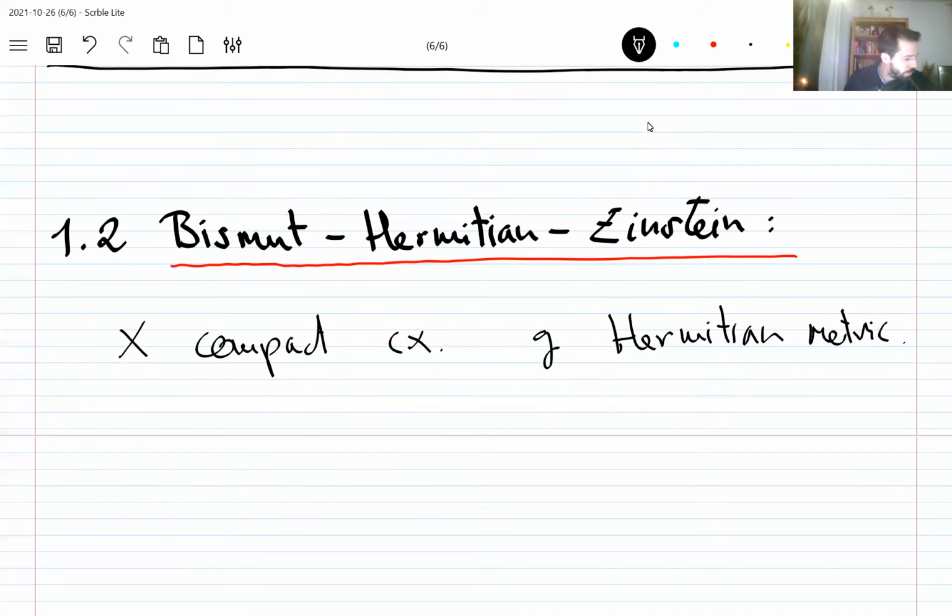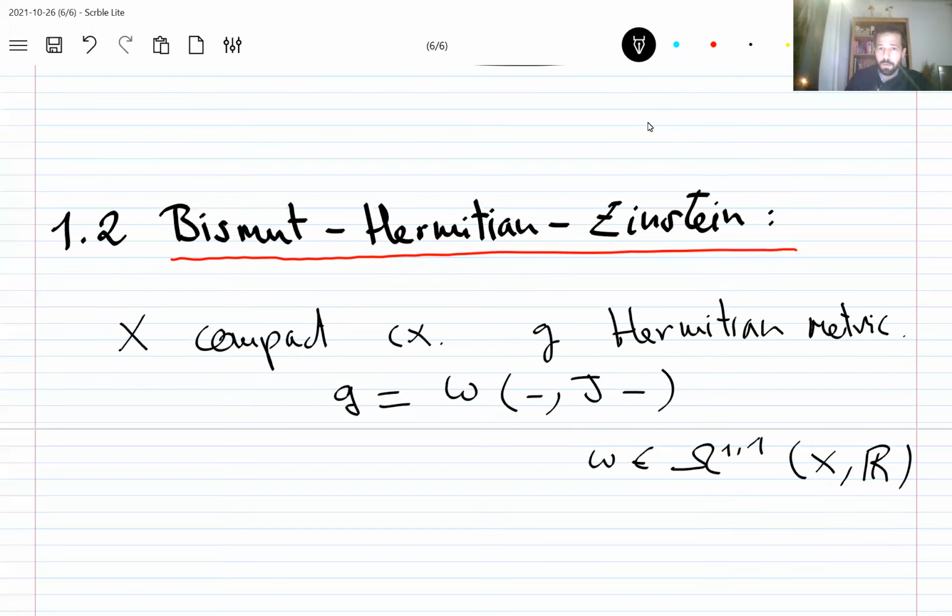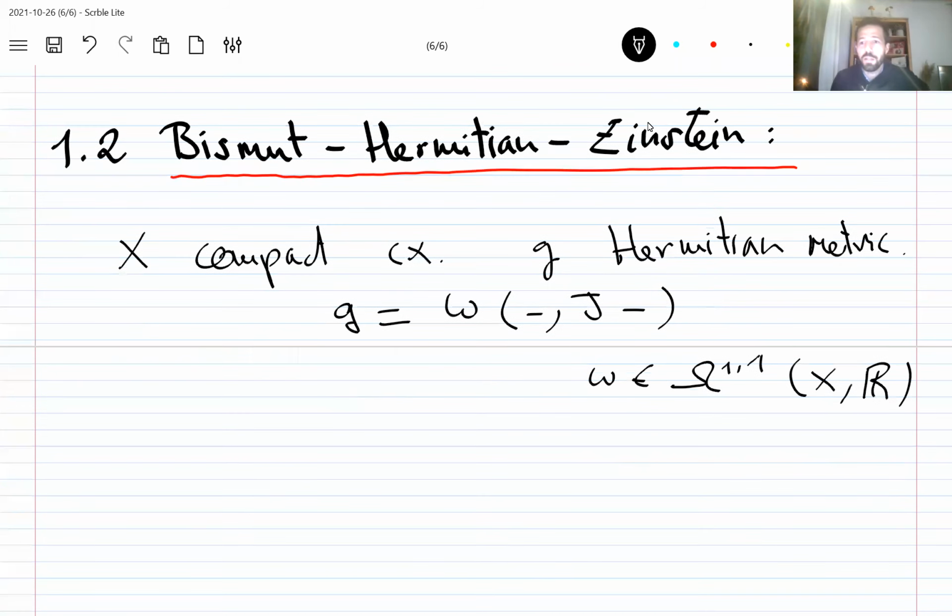And associated to this, we have the Hermitian form or Kähler form, which is given by the following relation between the metric and the complex structure. So omega is a 1-1 form on X, which is real. And associated to this, I have a natural connection, which is the Bismut connection.